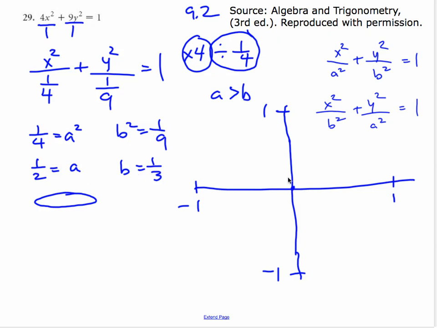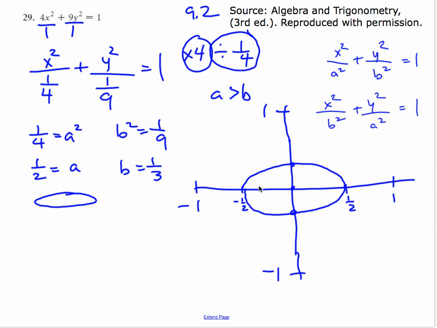So I need to go right to a half and left to a minus a half, and those would be the ends of my vertices. And then I need to go up a third, probably about there, and down a third, probably about there, and those would be the other vertices or the minor axis. And then I could draw myself my ellipse looking something like that.